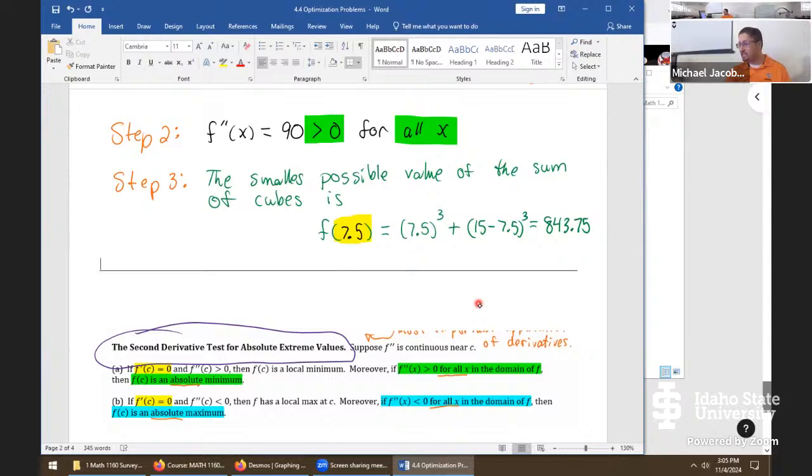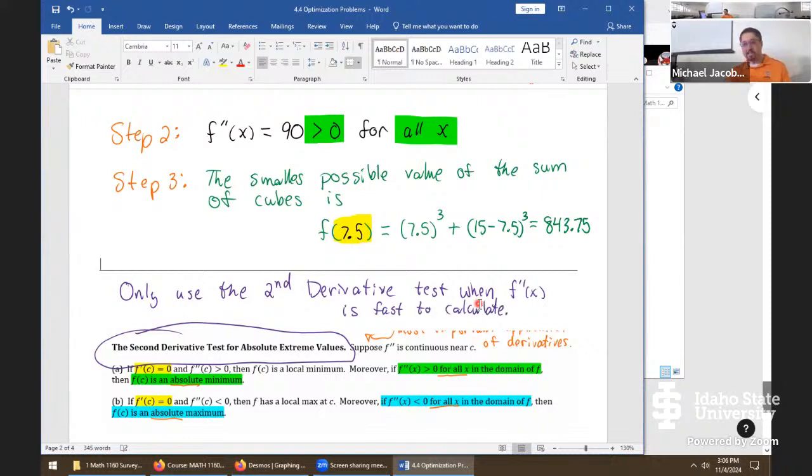But the takeaway point here is only use the second derivative test when f double prime of x is fast to calculate. Otherwise, it just really isn't worth it, to be totally honest with you.